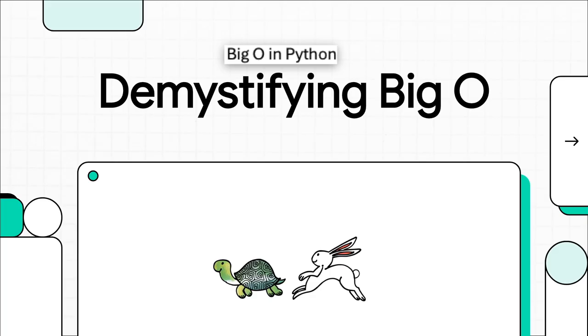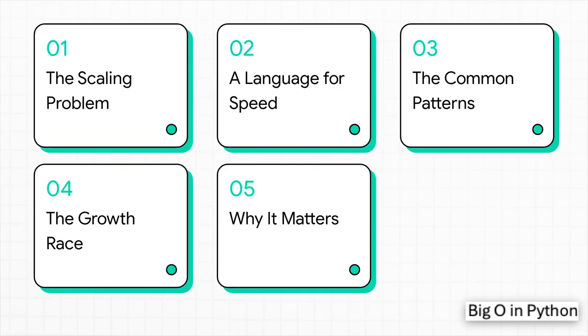We're going to demystify what makes software snappy or painfully slow. So here's our game plan. First, we're going to nail down what we mean by the scaling problem. Then we'll get into the language built to describe it. After that, we'll meet the most common speed patterns you see all the time, we'll pit them against each other in a little race, and finally, we'll see why knowing this one thing can literally make or break an app.